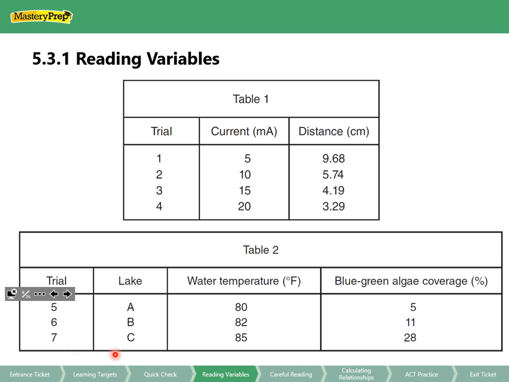Let's look at table 2. So we have water temperature and blue-green algae cover. Well, did we get anything really from trial or lake? No, not really, unless we are given more information. But here, really, we're just looking at water temperature and blue-green algae cover. So what can we say about it? Yes, as the temperature increased, the amount of algae that was covering the pond went up. And that's all we have to say.